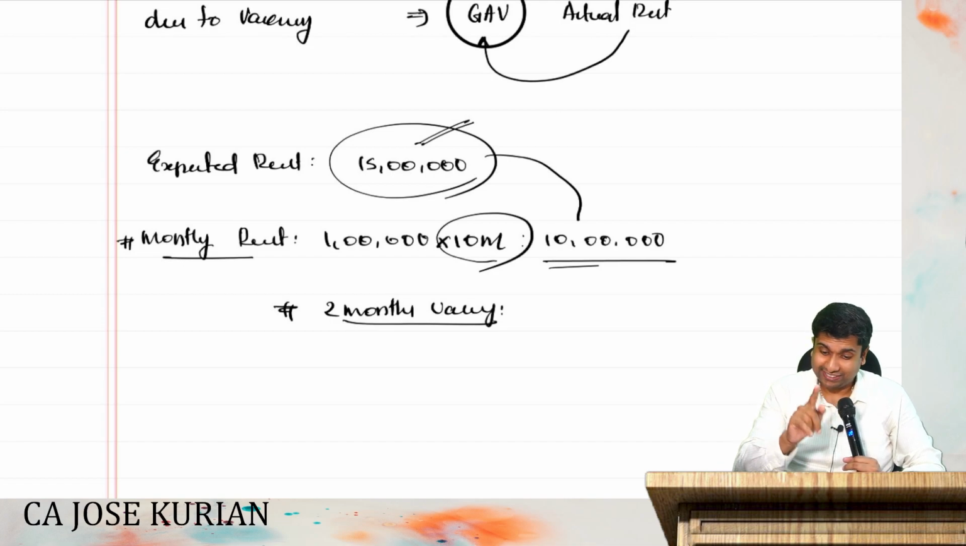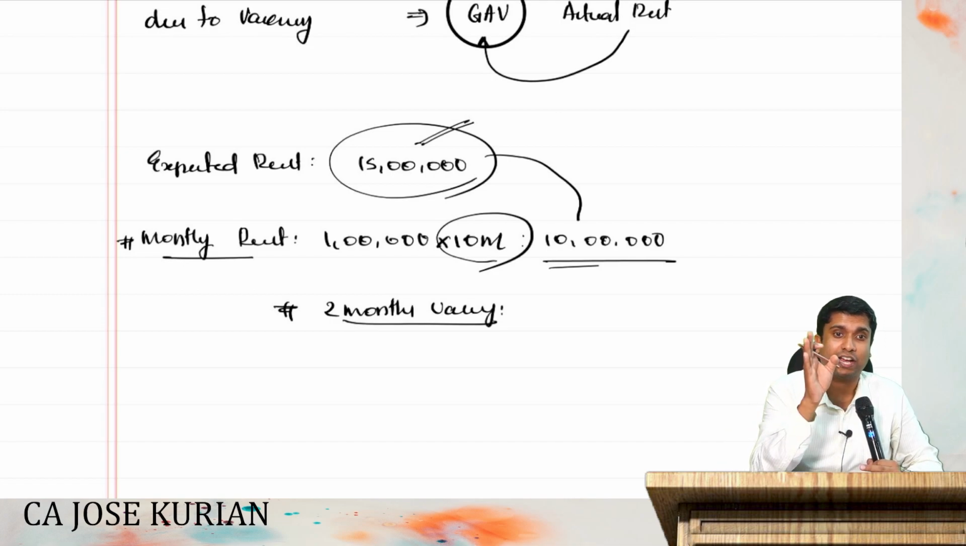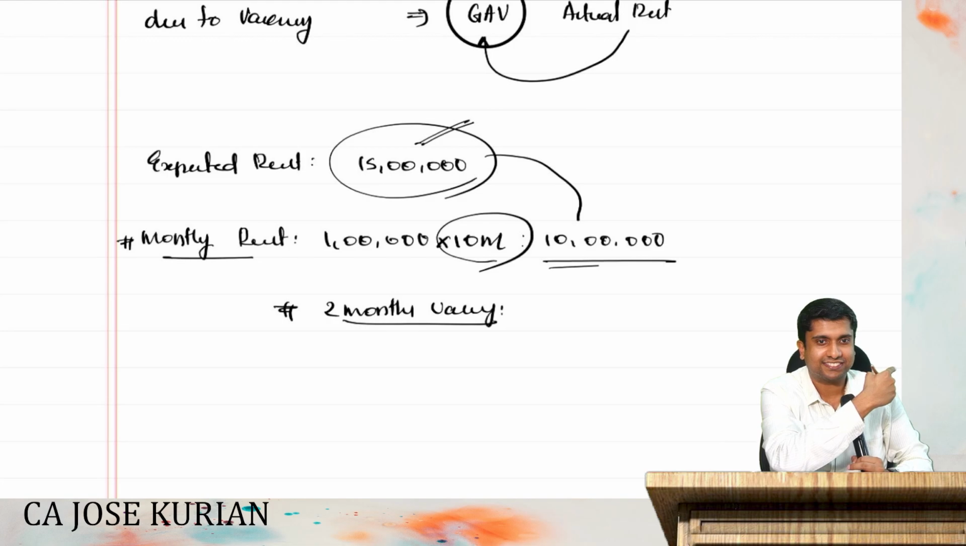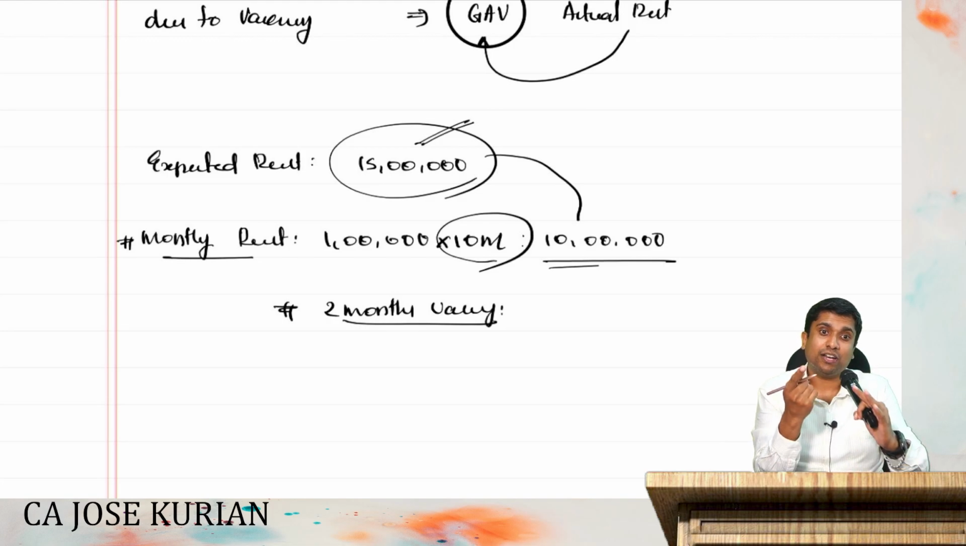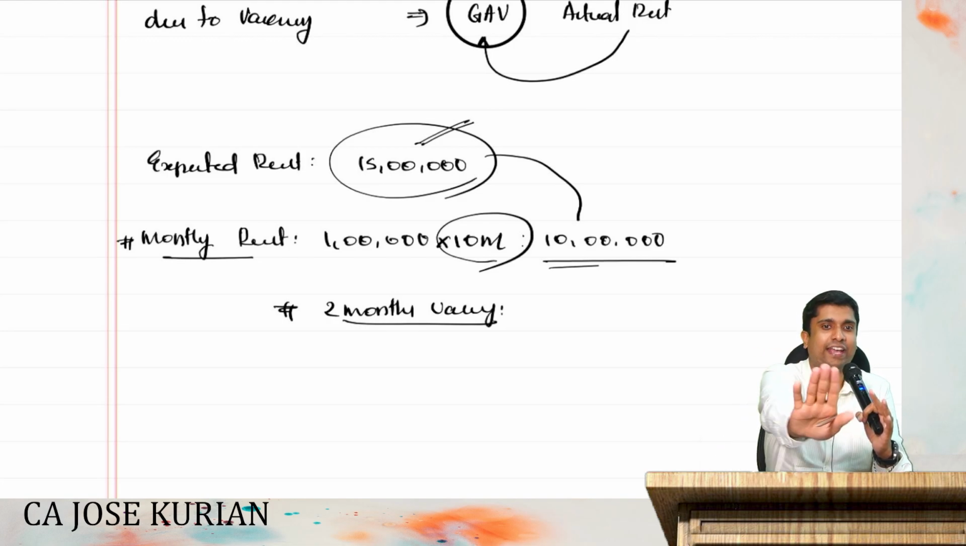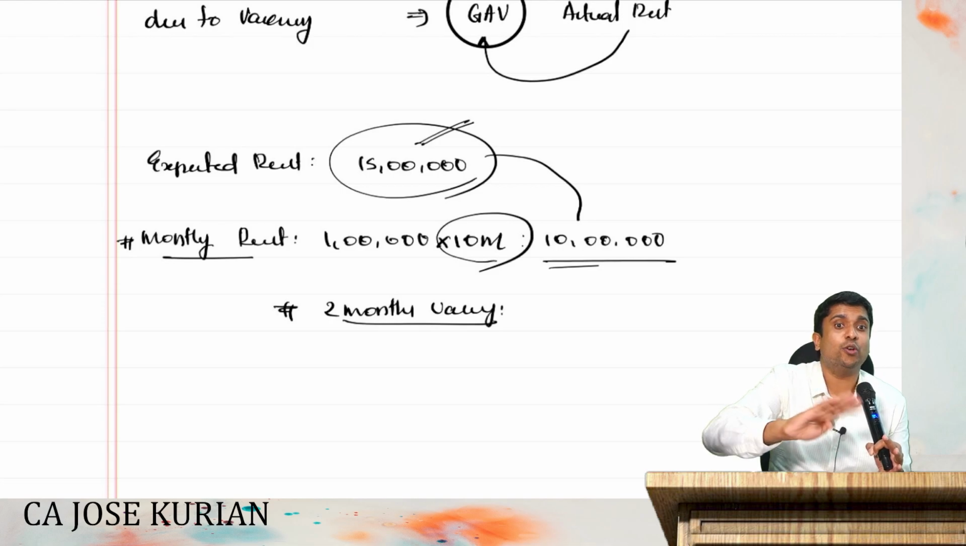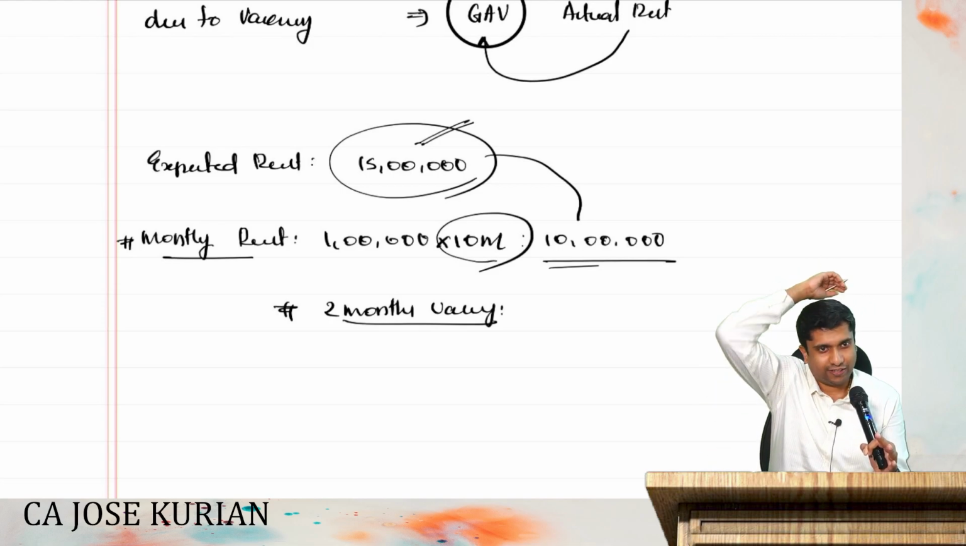See, the point is, even if there is no vacancy, your actual rent is less. Say there is no vacancy, then also your actual rent is less. Yes or no? Actual rent is lower here, not due to vacancy. There is vacancy, we agreed that. But actual rent is less, not due to what? Vacancy. Your actual rent is always less.